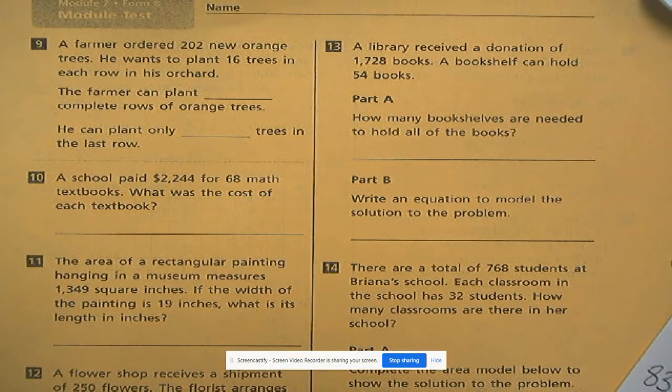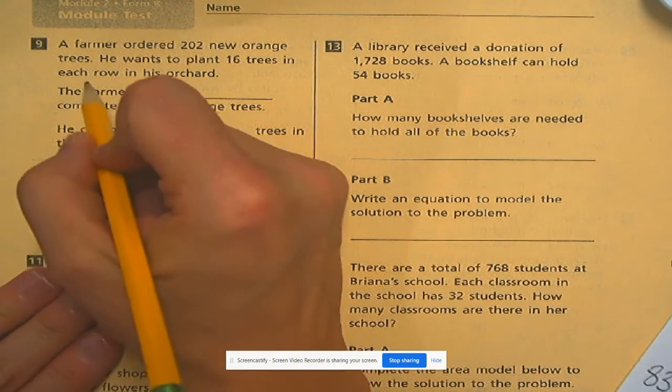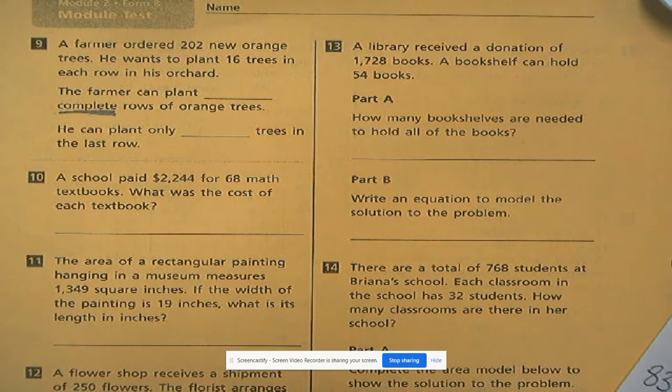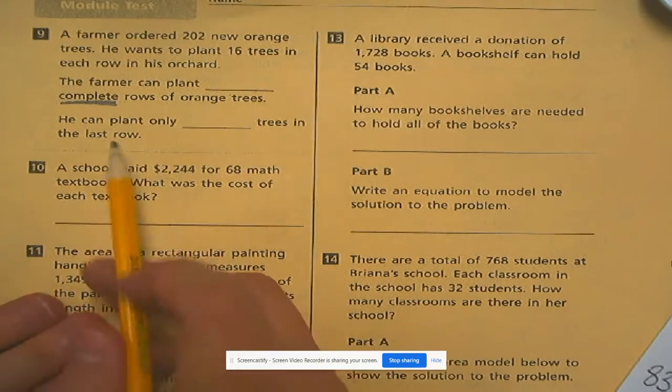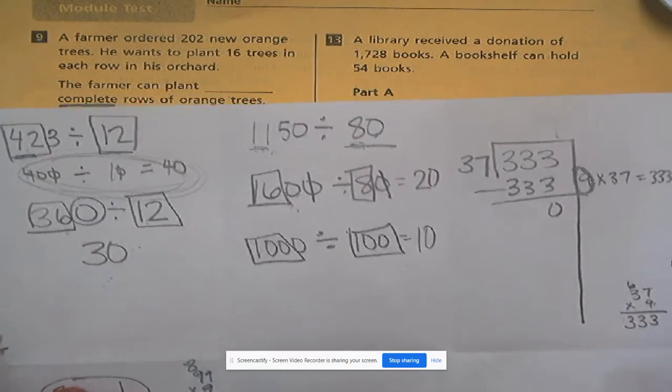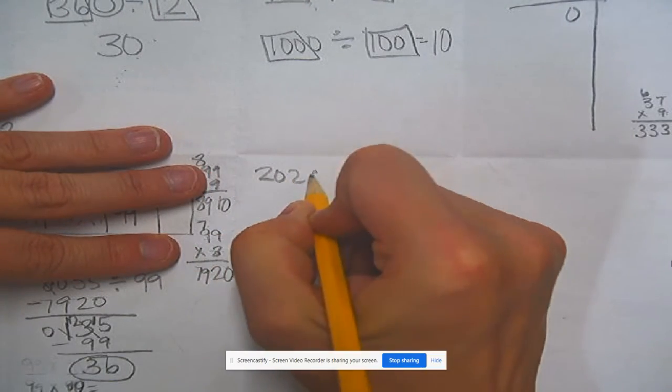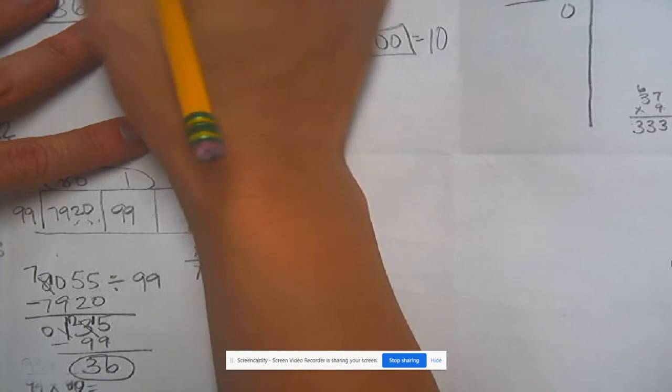Complete. Meaning there has to be equal. We can't have the leftovers, right? We're not going to worry about the leftovers. Okay, so he plants this many trees. So what's our division problem? 202 divided by 16. We need to know how many complete.